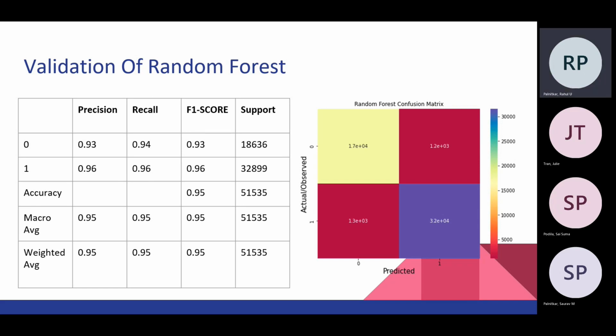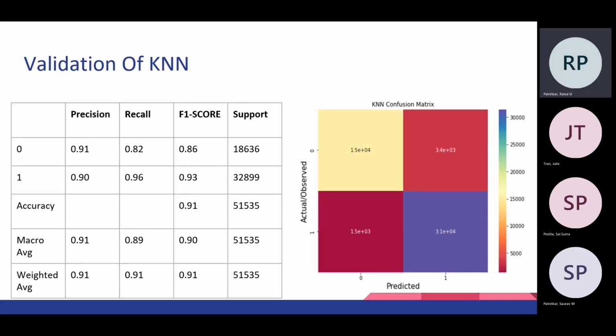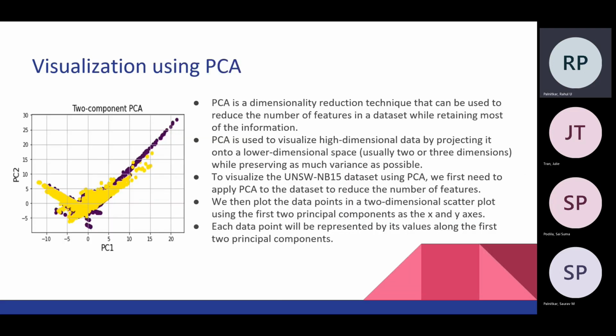Can you move on to the next slide, please? Yeah, so we got a slightly lower score for KNN, but it's still a good score: around 0.9, 0.85, 0.95. So the average is close to 0.90. The accuracy is 0.91.